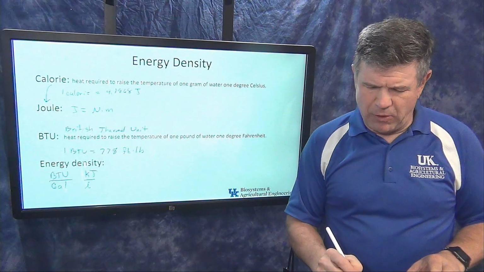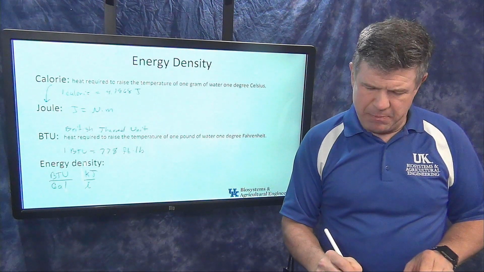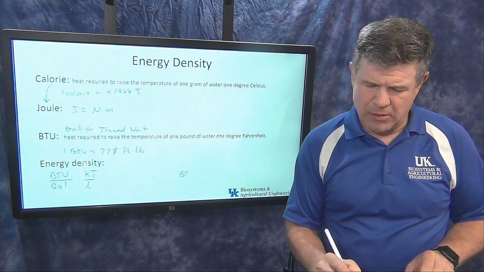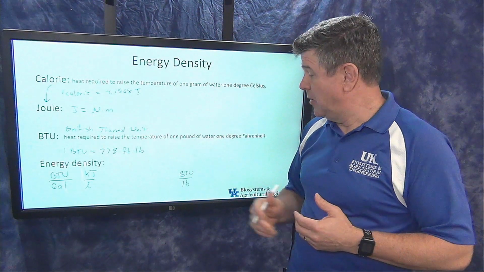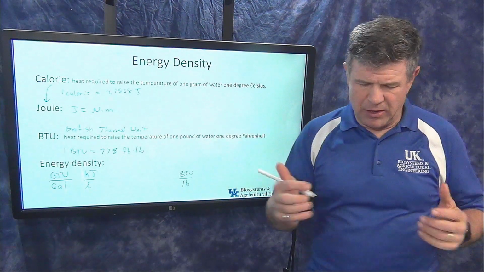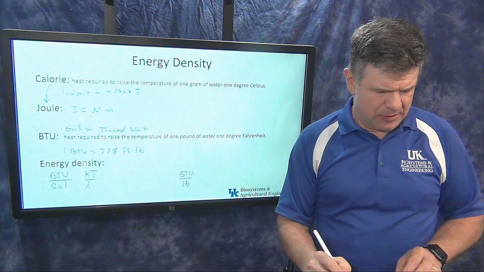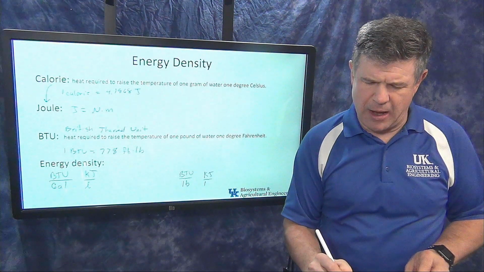The other way that we'll often measure this is on a mass basis. So I might have a BTU per pound of fuel. I might do so many BTUs per pound of gasoline or diesel fuel or whatever. Likewise, in the SI units, I would have kilojoules per kilogram.